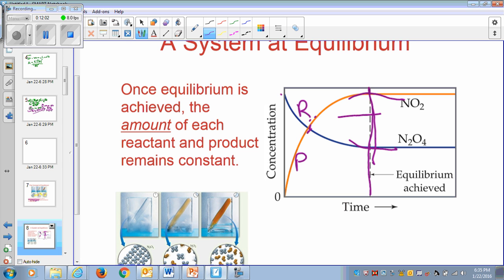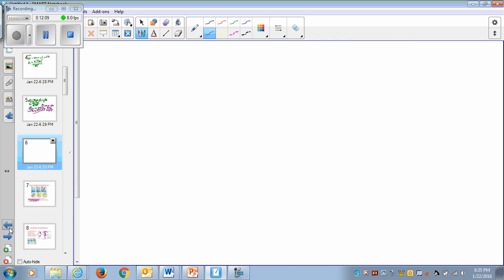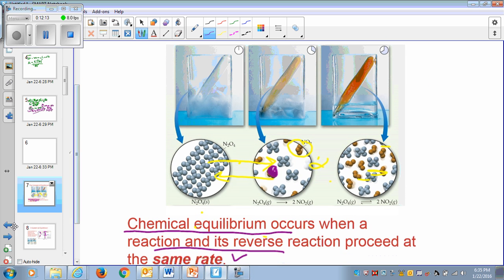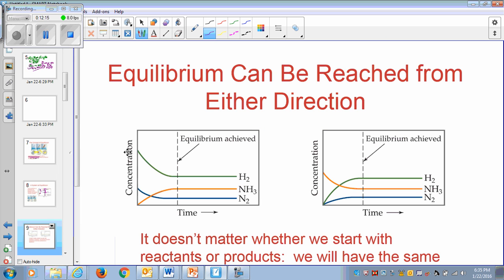Once equilibrium is achieved, the amount of each reactant and product remains the same. Whatever you put in from one side converts, and it comes back. So equilibrium can be reached from either direction. You can go from reactants to products, or you can go from products to reactants. That doesn't really matter. Equilibrium can be achieved either way.